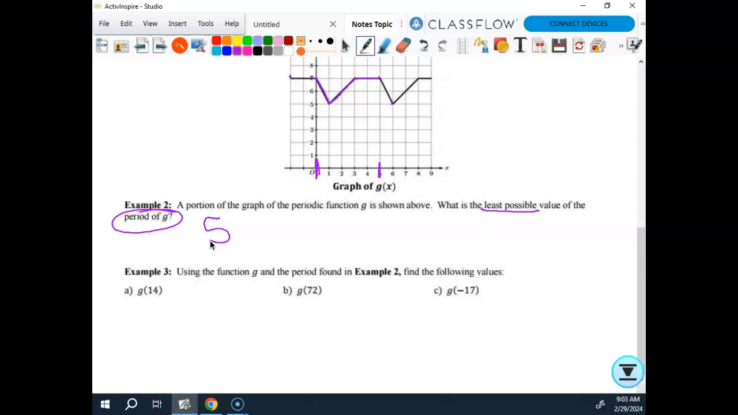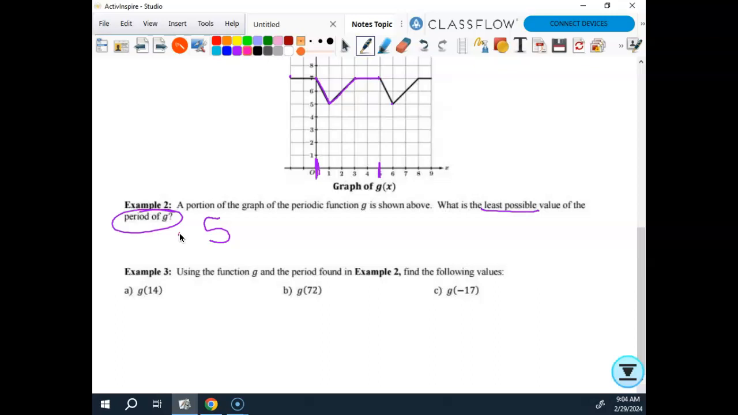So now we're going to be asked to use the period that we came up with and the function g in the graph to find the following values. Now, I could keep repeating this graph going to the right and to the left, but that's way too much work and we won't always have a graph. Instead, I want to use what I know about periodic functions and what the period actually is to figure out what else I could find besides g of 14. Because the y values are going to repeat. Y values repeating are fine. X values, not okay. I know the period is 5.